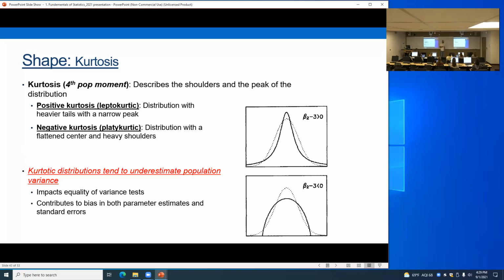Yeah. So say a little bit more about that. In the negative kurtosis, what are we missing? You don't really have the end tails. Yeah. So we're missing the tails. We're missing the extreme folks here.